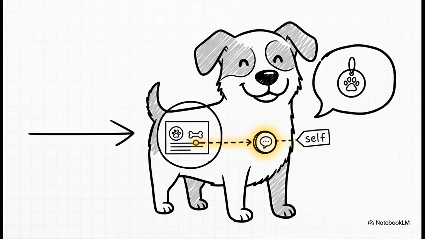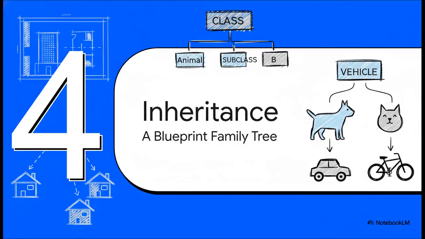And because it belongs to the object, it has access to all of its data. So as you can see here, the speak method can use self.name to know which dog is speaking. An object's behavior is directly tied to its own unique state. And just when you think it can't get any cooler, it does.